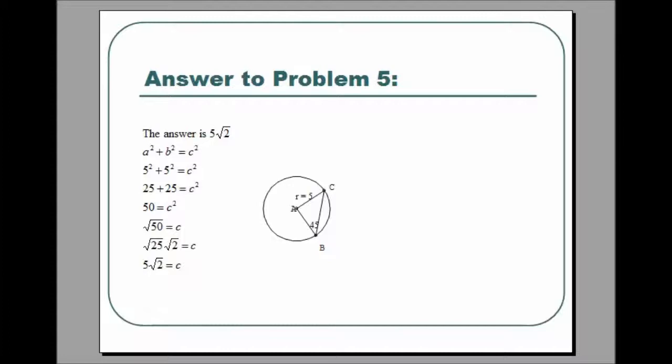The square root of 50 can be simplified. And recall, we're looking for the largest perfect square that divides evenly into 50. That is 25. Hence, the square root of 50 becomes the square root of 25 times the square root of 2. The square root of 25 equals 5 times the square root of 2.